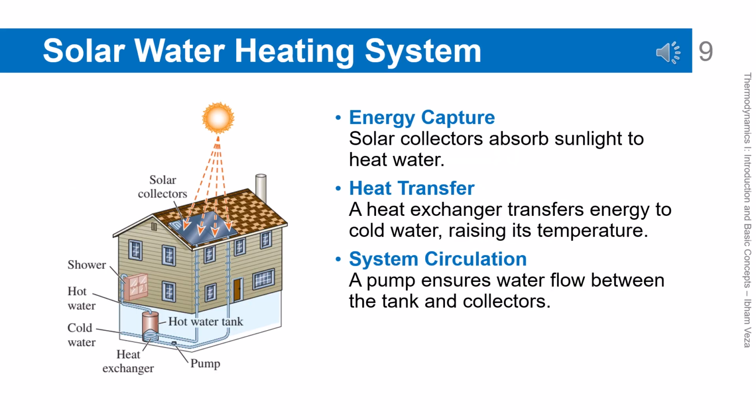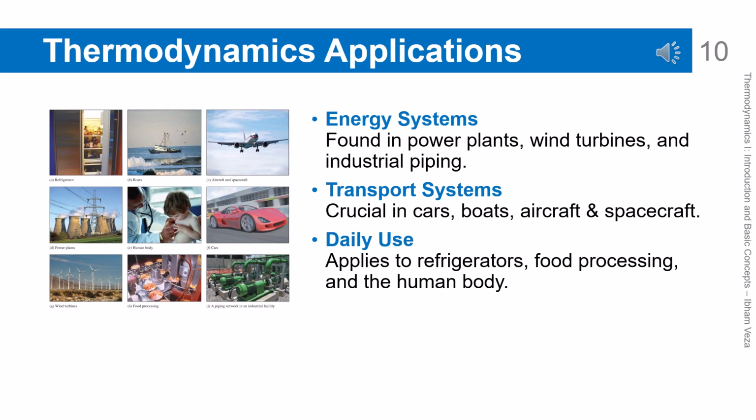Solar water heating system. A solar water heating system uses solar energy as a heat source. The solar collectors absorb radiation and transfer it to water through a heat exchanger. A pump ensures proper circulation between the tank and the collectors. This process shows a direct application of energy transfer concepts. The system also emphasizes the use of renewable energy.